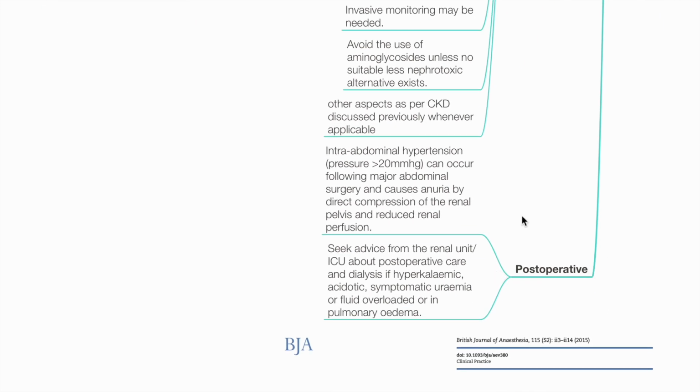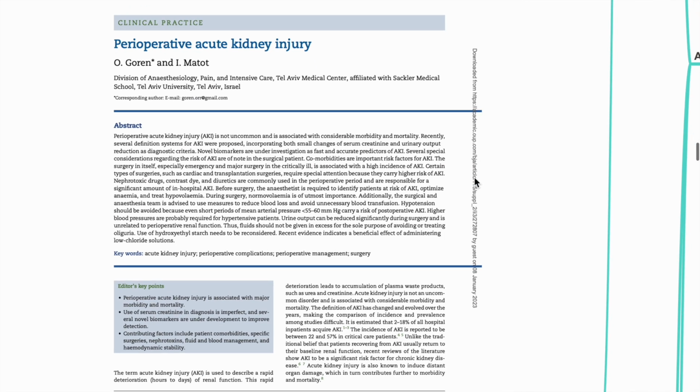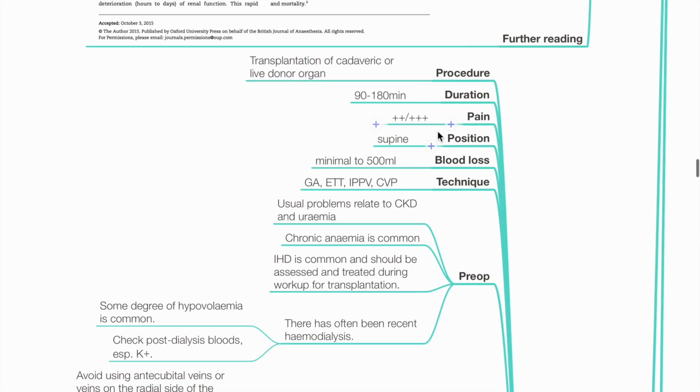Post-op care. Intra-abdominal hypertension can occur following major abdominal surgery and cause anuria by direct compression of renal pelvis and reduced renal perfusion. Seek advice from the renal unit or ICU about post-op care and dialysis if hyperkalemic, acidotic, having symptomatic uremia, or having fluid overload. For further reading, one may refer to the BJA publication by O'Goran and Imatop, Perioperative Acute Kidney Injury in 2015.